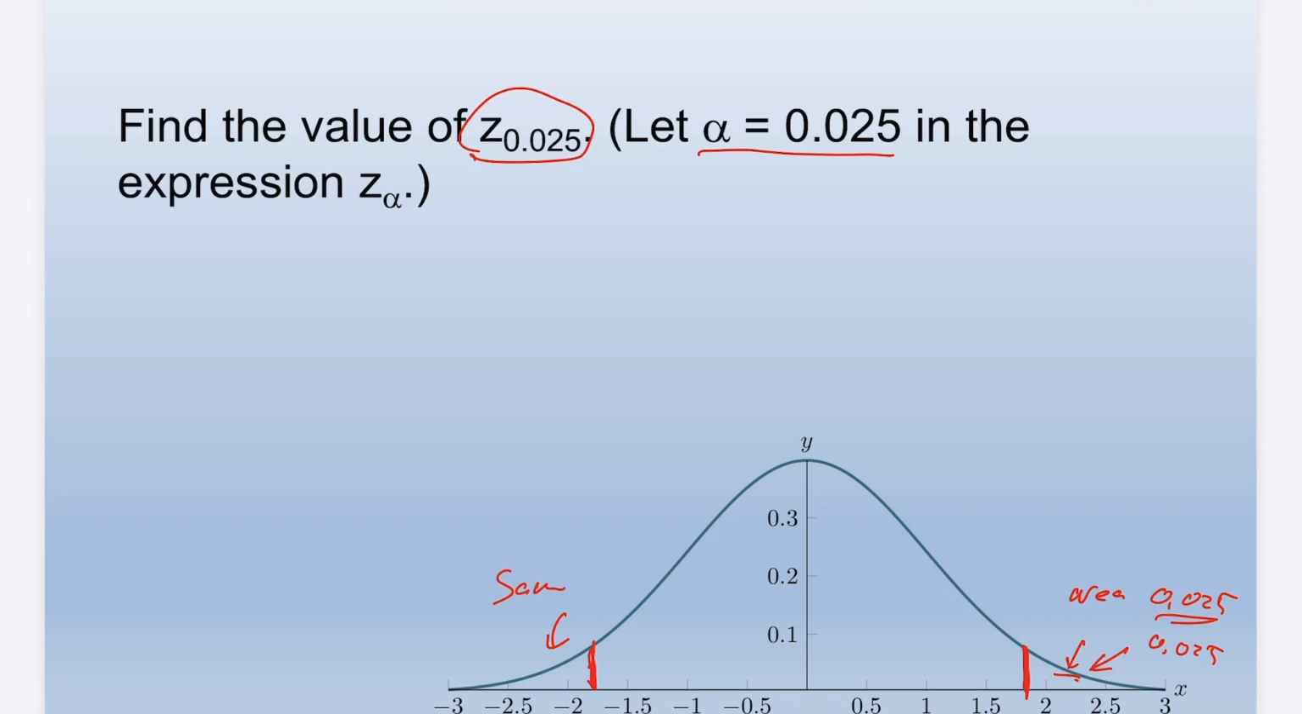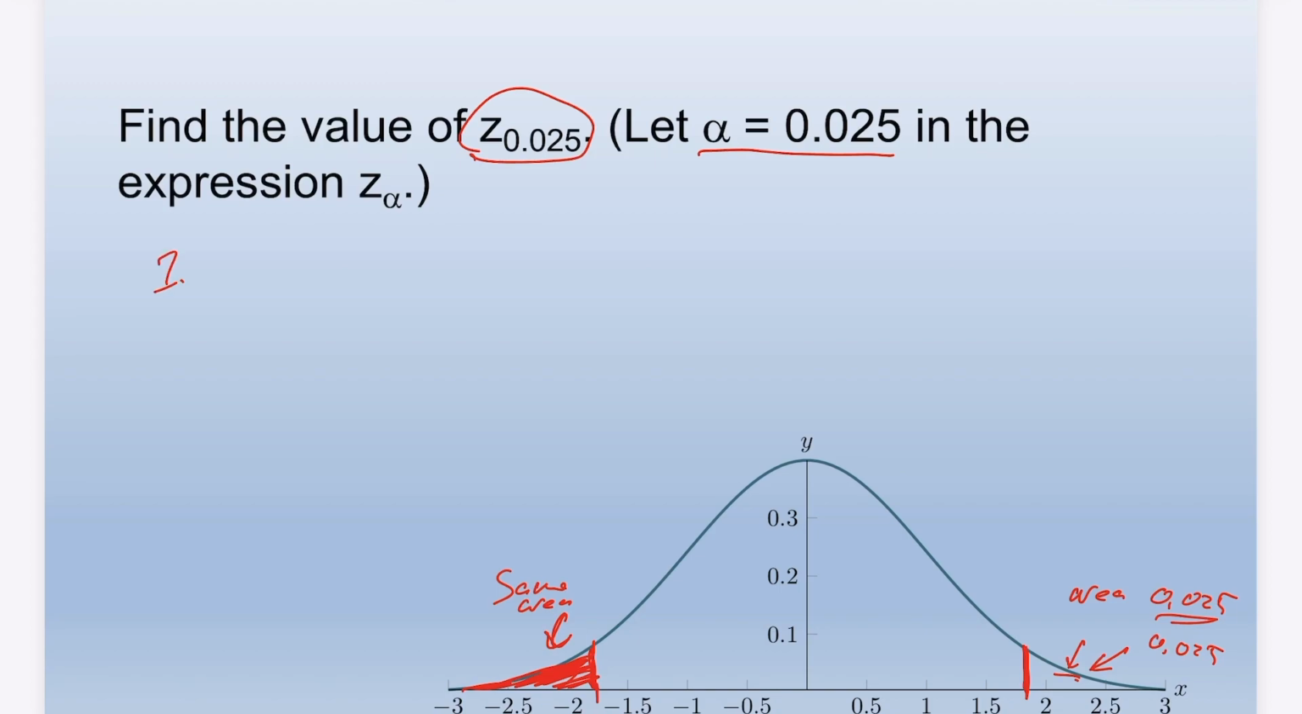Same area over here. So I'm going to cheat a little bit. I'm going to find the area here that is 0.025, which is a cumulative area from the left, which is what the table is going to give me. And I'm going to find what value it is. And then I'm going to change its sign and bring it over here. Okay, so let me show you how that's done.